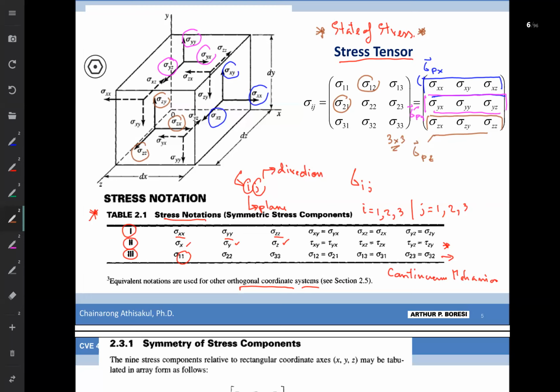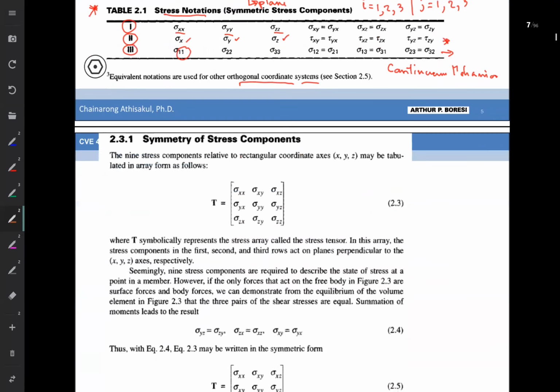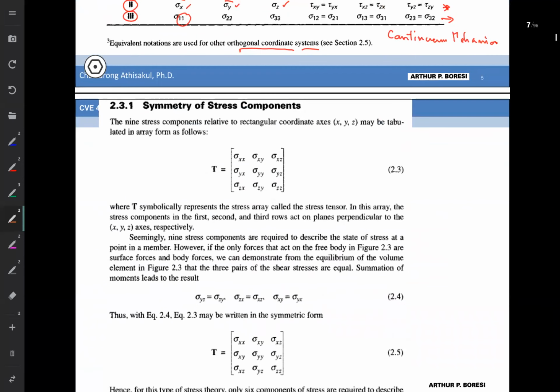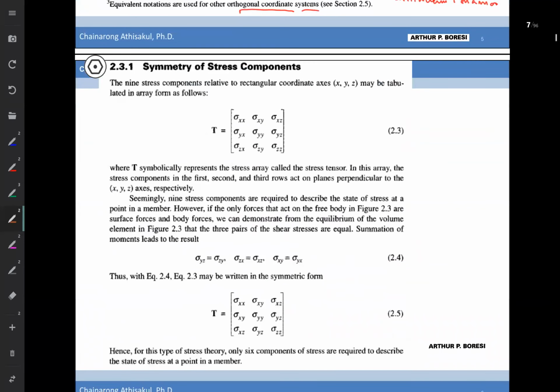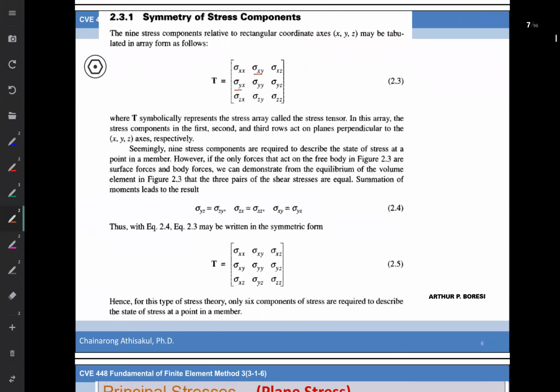So sigma 1 2, or sigma xy, and sigma yx, or sigma 2 1, should be equal. That is the symmetry condition. For the symmetry condition, the stress tensor normally has 9 components, but we may write it in the general form where sigma xy and sigma yx are equivalent. So this is the symmetric case of the stress tensor.